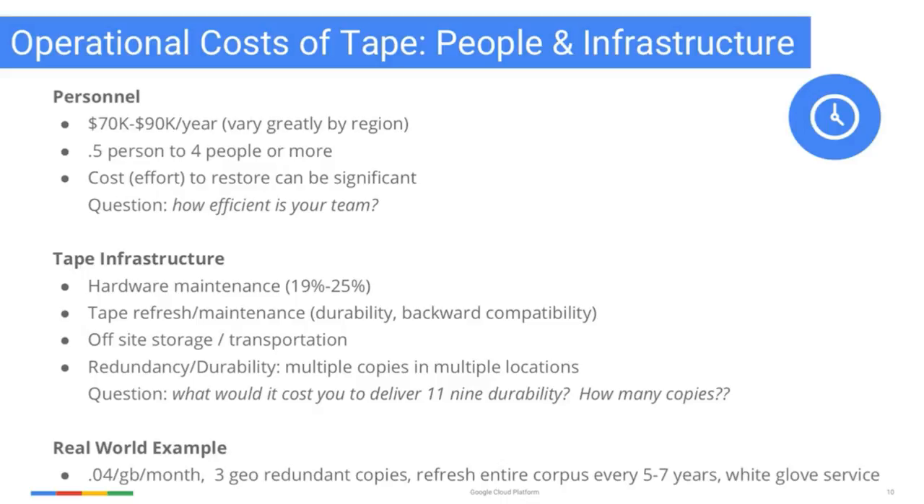A real world example I called out here, I had a customer who had north of 10 petabytes of storage that were being put off onto tape. They had three geo-redundant copies. They refreshed the entire corpus every 5 years, and they really provided a white glove service. They did lots of testing. This was very important data to them, and they calculated they paid about 4 cents per gigabyte per month to maintain that level of durability. So that's a really important calculation as you think through. It's the level of redundancy, or really a target durability that you have. How many nines? So the question I put here is, what would it cost you to deliver 11 nines durability? How many copies would you have to have?